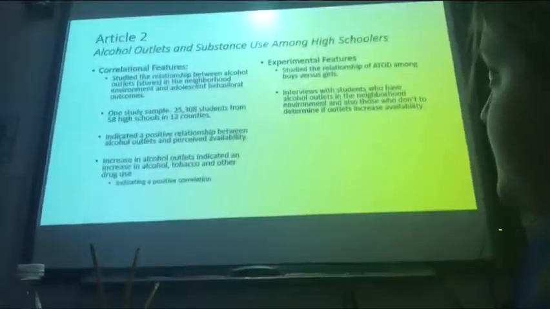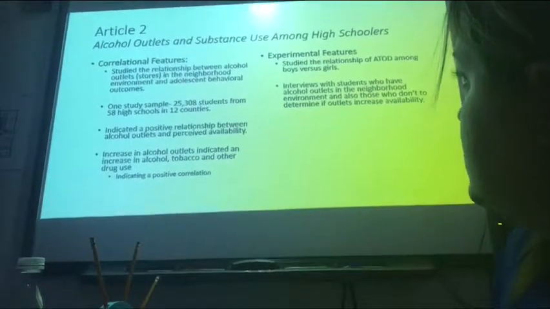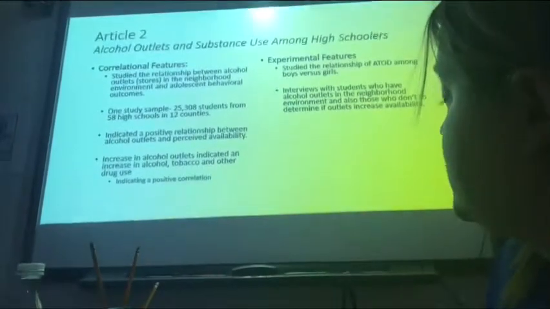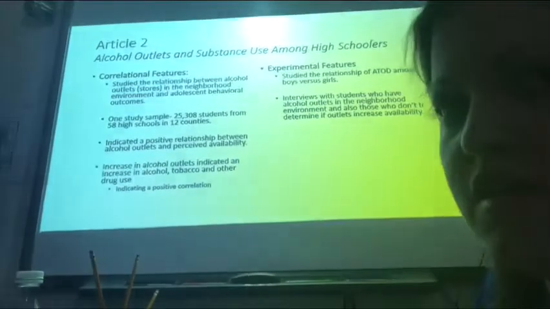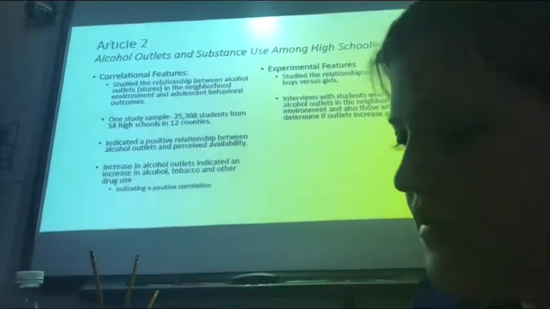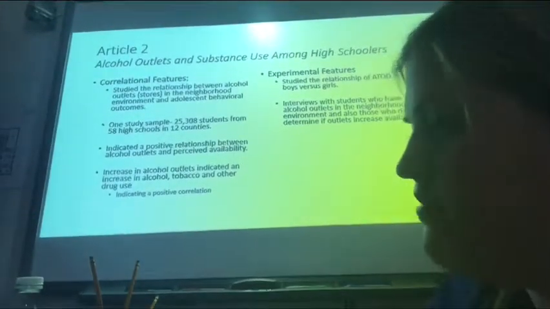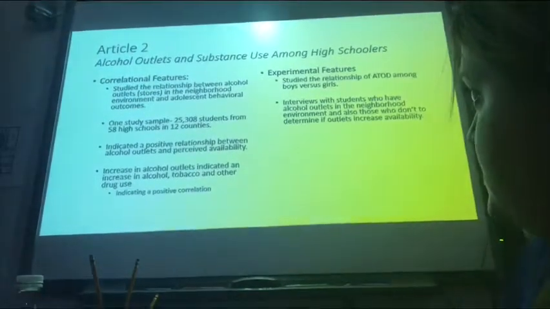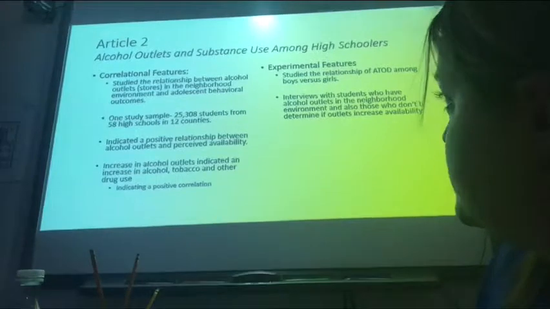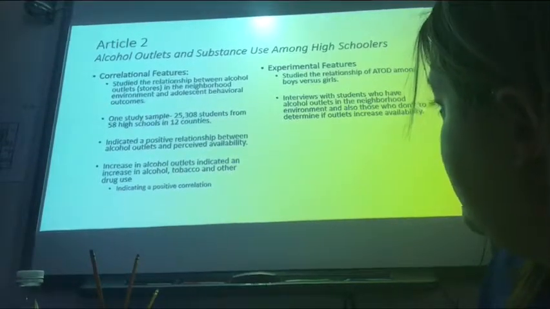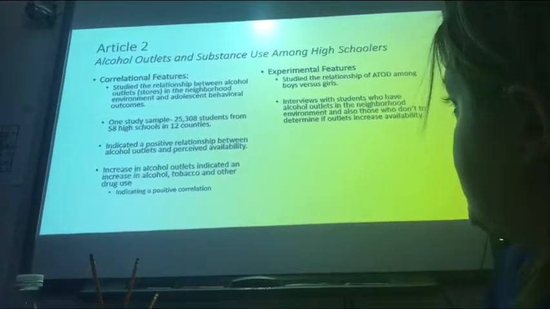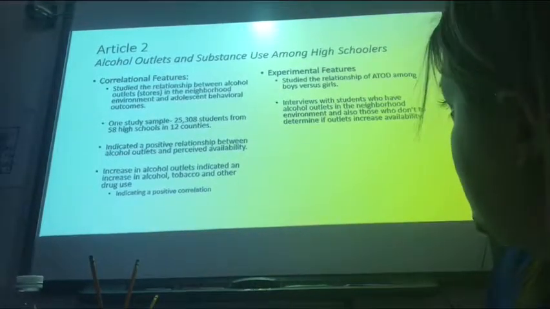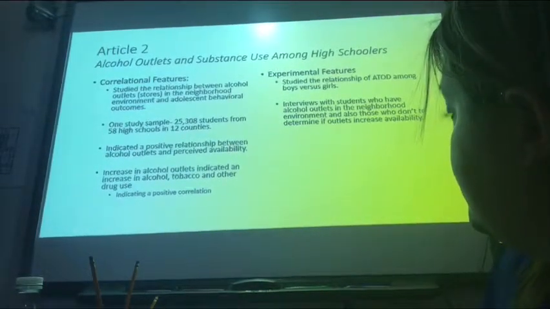As far as experimental features, it studied the relationship of alcohol, tobacco, and other drug use among boys versus girls. So they did do the experiment on male versus female to see if that had any difference. They could make a hypothesis and then went ahead and did the experiment to see if that helped. And they used interviews with students who had alcohol outlets in the neighborhood environment, and also those who don't, to determine if the outlet increases availability.